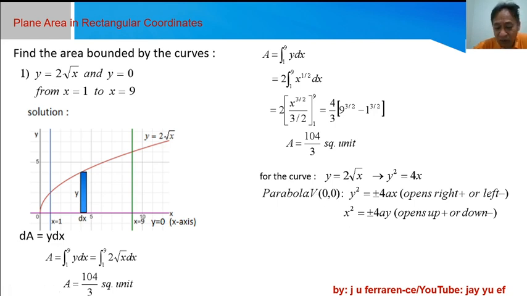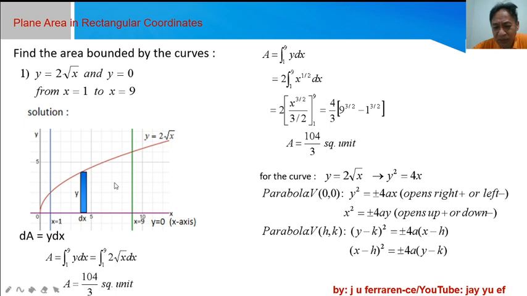However, if our parabola has a vertex at any location h, k, then you can have (y minus k) squared equal to plus or minus 4a times (x minus h) as your equation. That is if your parabola will open to the right or to the left. But if it is x which comes first, then we have (x minus h) squared equal to plus or minus 4a multiplied by (y minus k) when the parabola will open upward or downward. Okay?